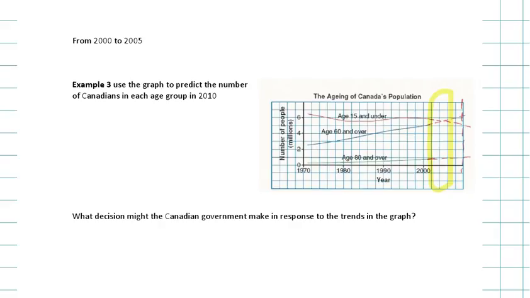Okay? So what we have in red, we have the age of Canadians who are 15 and under. Then in blue we have the age of Canadians that are 60 and over. And in green we have the age of Canadians that are 80 and over. Okay? So it says use the graph to predict the number of Canadians in each age group in 2010.